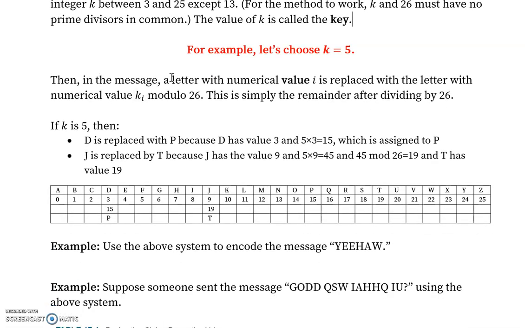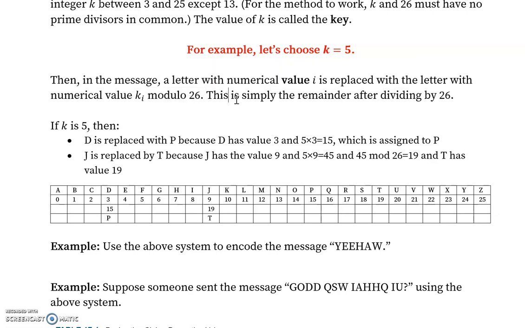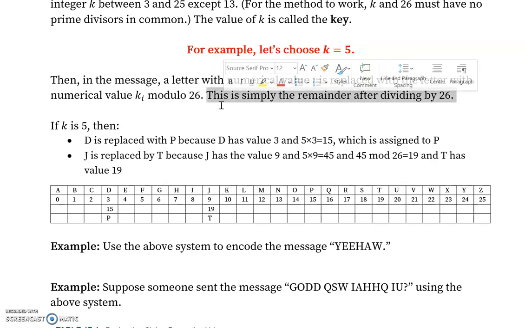In the message, a letter with a numerical value i, that's the second row here, so A's value is 0, B's value is 1, that's what we mean when we say i, is going to be replaced with the letter with the numerical value k times i, modulo 26. We've actually done some modular arithmetic before. Basically, that's just a remainder. If we do long division, modulo 26 just means divide by 26, find the remainder. That's all that's saying, so it's nothing too crazy.